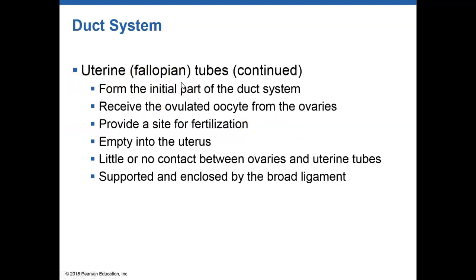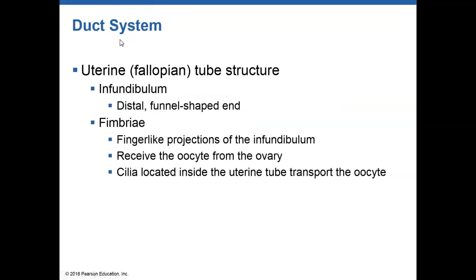So let's look at the uterine tubes first. This is the first part of the duct system. And typically the egg, once ovulated, is going to enter that uterine tube. So there are different regions to the uterine tube.